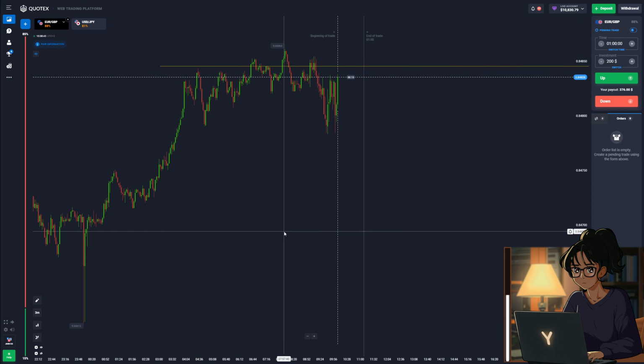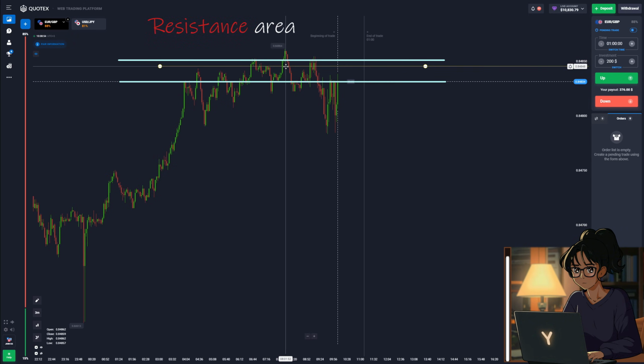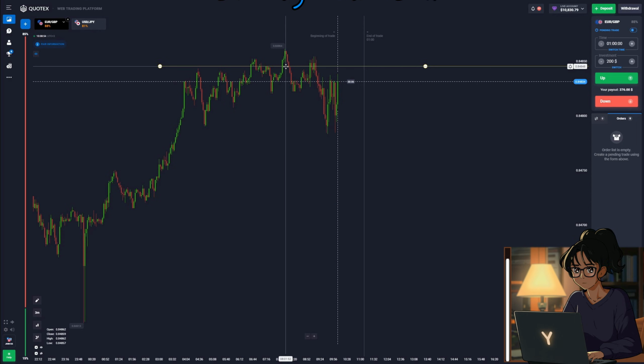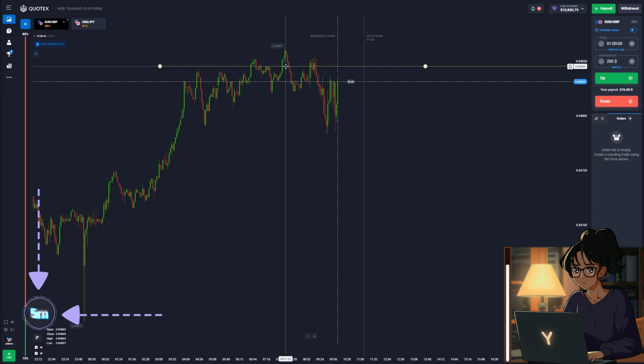To enter a trade, we need the moment when the price breaks through the resistance zone with a strong candlestick. What is a strong candlestick? In this situation, a strong candle that will help us profit is a large candle that shows the price's intention to break through the resistance zone. It's best to wait for it to form on a time frame of no less than 5 minutes, which is exactly what I'm doing.